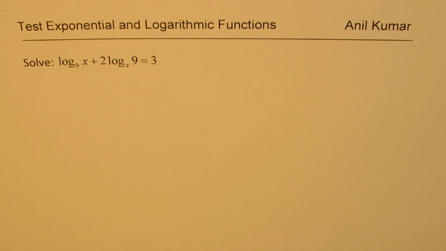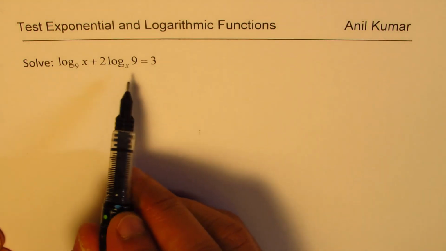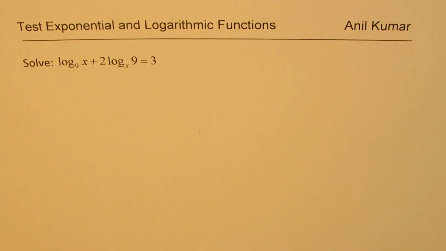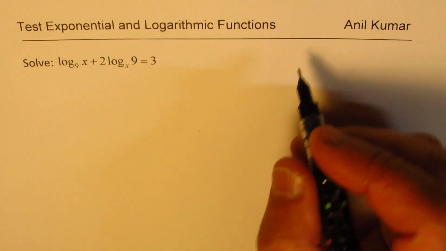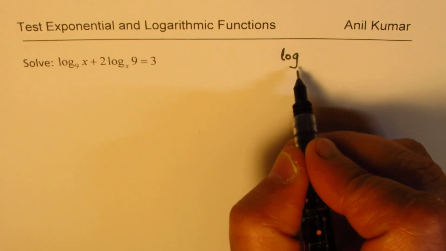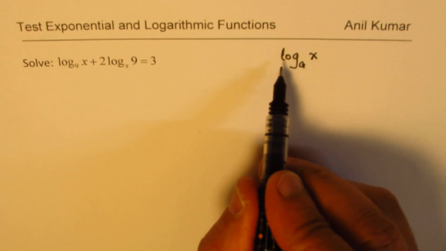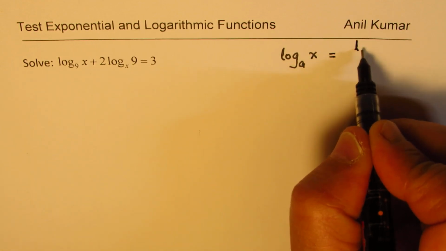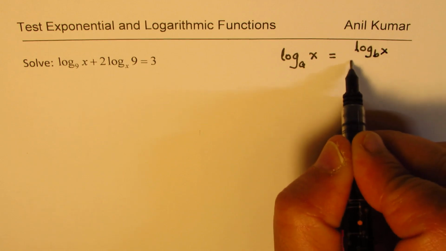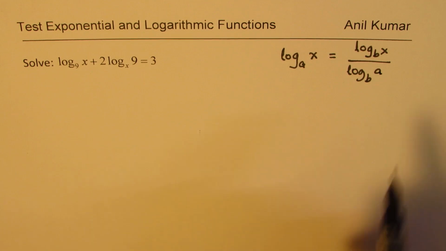Solve log to the base 9 of x plus 2 log to the base x of 9. Now to solve this equation, we should write them with the same base. I've specifically taken this example to help you understand how we could work with the change of base formula. Let us say we have log to the base a of x, and if we want to change the base to b, we could write this as log to the base b of x over log to the base b of a, correct? That is your change of base formula.